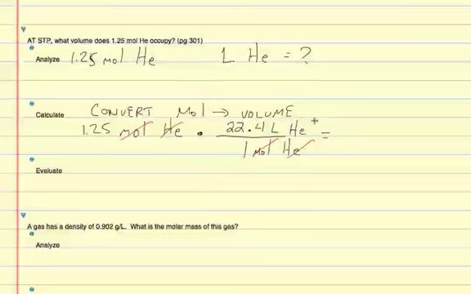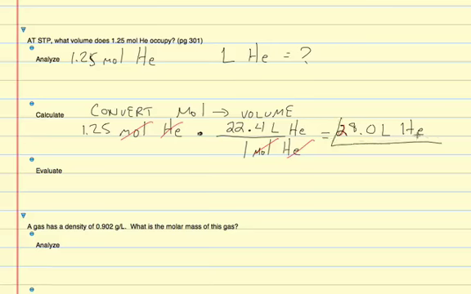And so when we multiply here, we would literally do 1.25 times 22.4 on our calculator. That answer is 28.0 liters of helium. And that's a final answer.